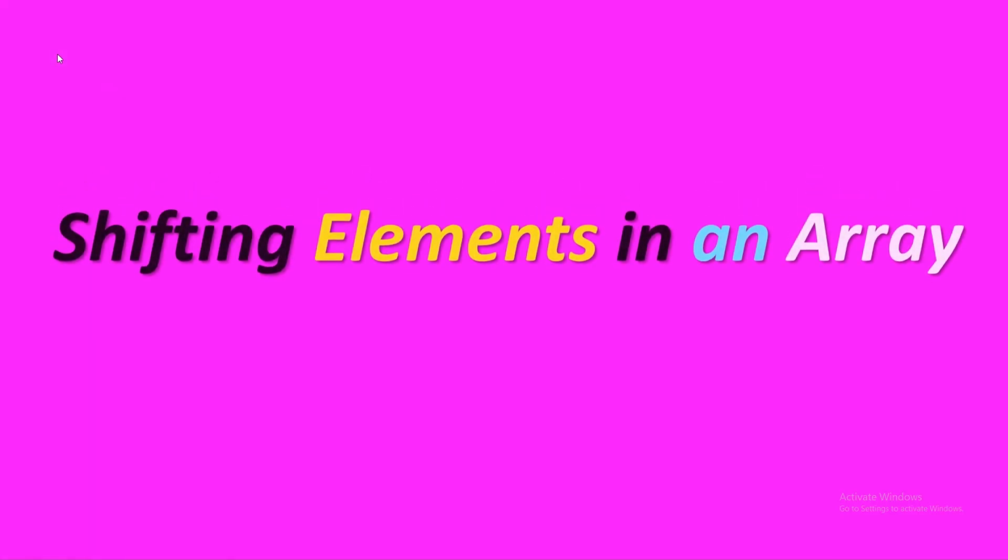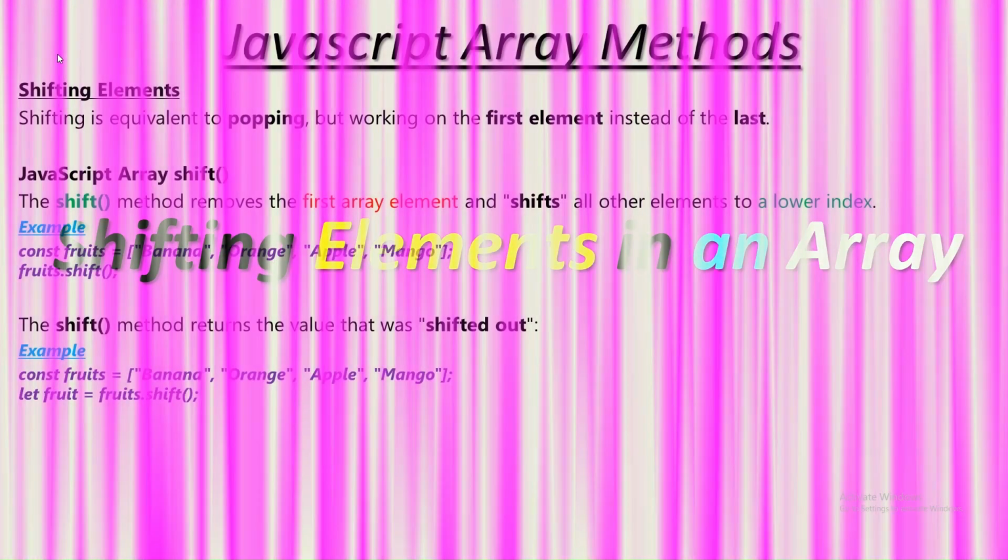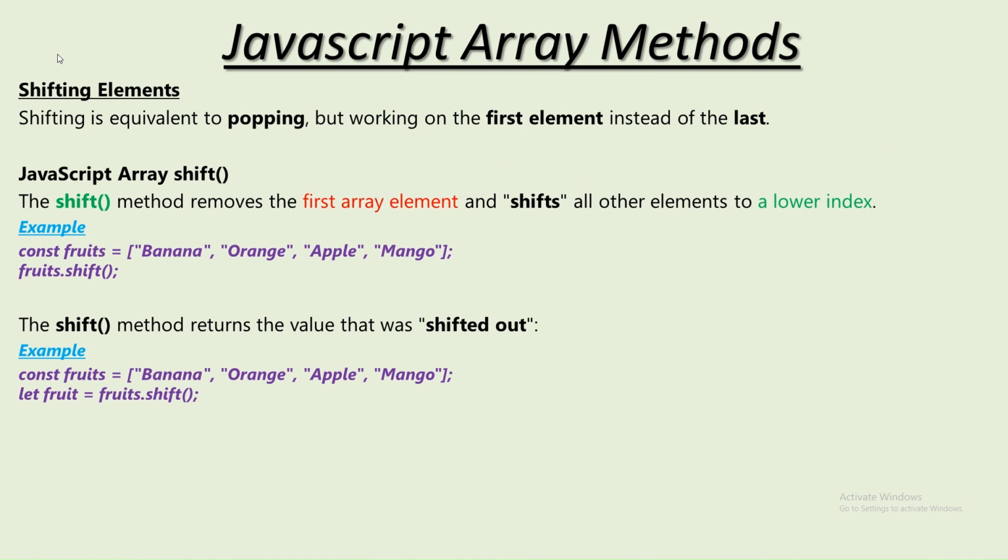Now, the next one is shifting elements in an array. Shifting elements is equivalent to popping, but working on the first element instead of the last. In popping, it was popping the last element, and here we will use the first one. The shift method removes the first array element and shifts all other elements to a lower index. So how does that work? In this example, we have four elements in the fruits, and we use fruits.shift. Now the shift method will return the value that was shifted out. Okay, let's do a test and see how that works.